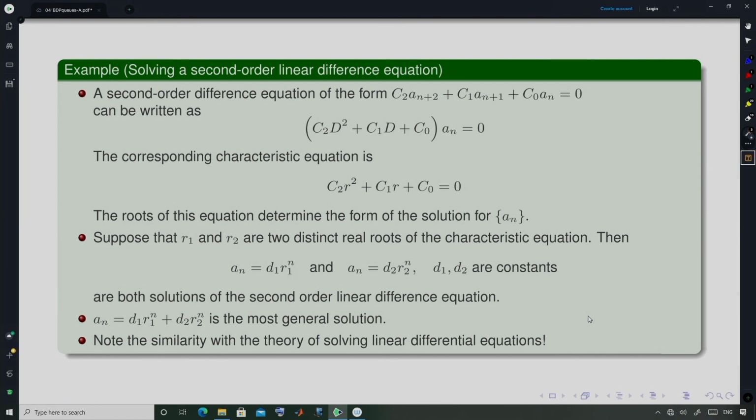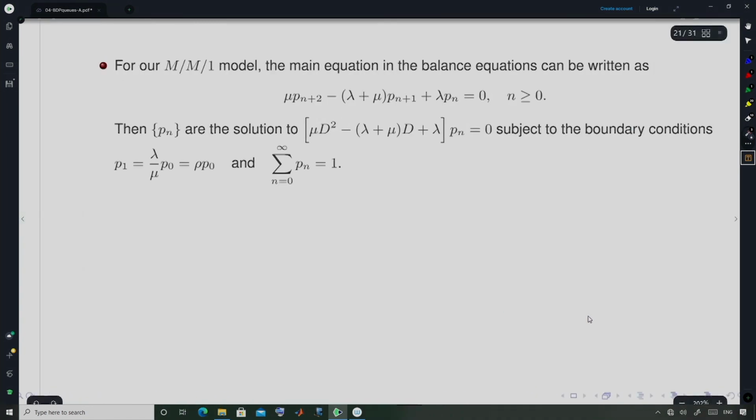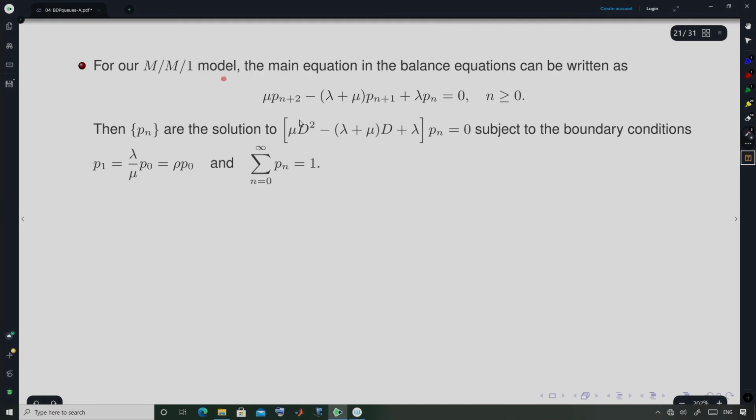Now, this is the idea of what difference equations are and how one can solve them. What about our model? For our model, the equation is mu times p n plus 2 minus lambda plus mu times p n plus 1 plus lambda times p n equals 0. This is what the flow balance equation gives you.